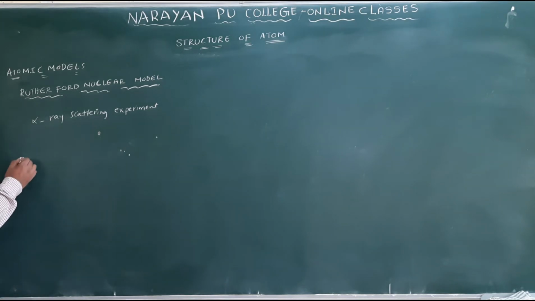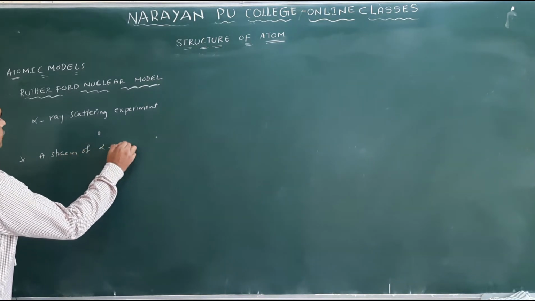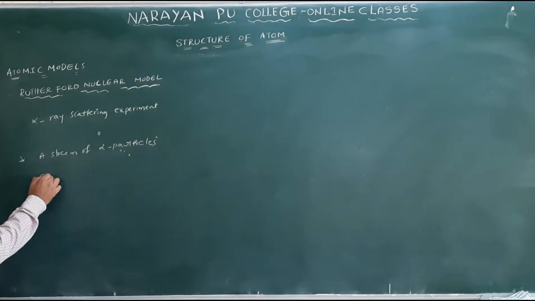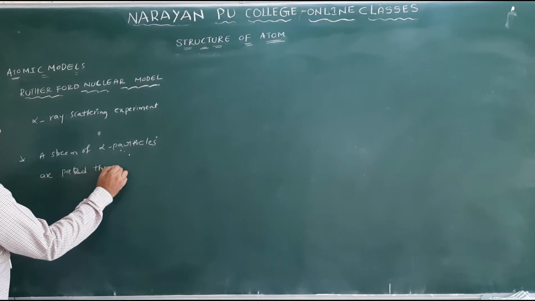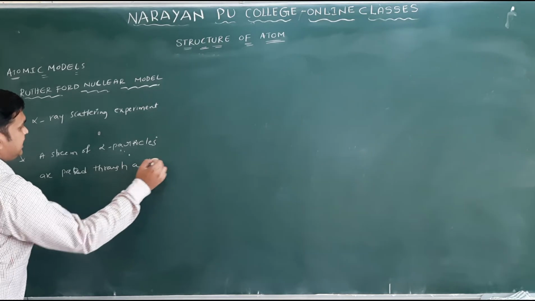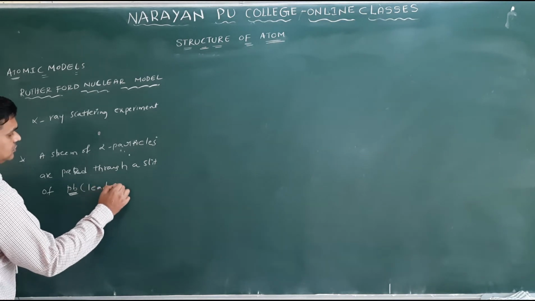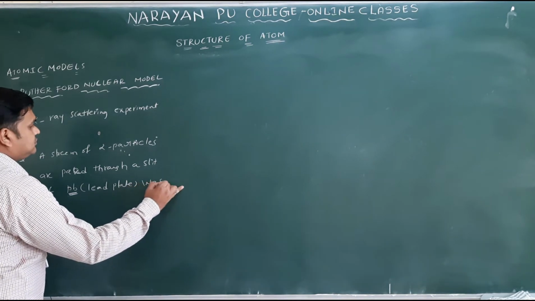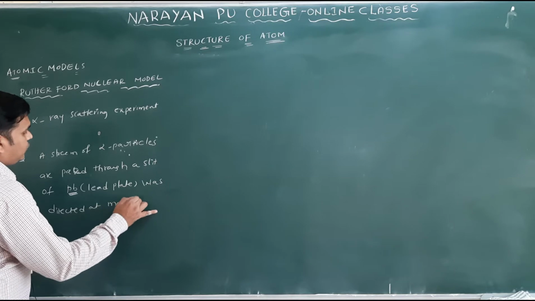So here what are they doing? A stream of alpha particles are passed through a slit of a lead plate and directed at a metal foil of gold.